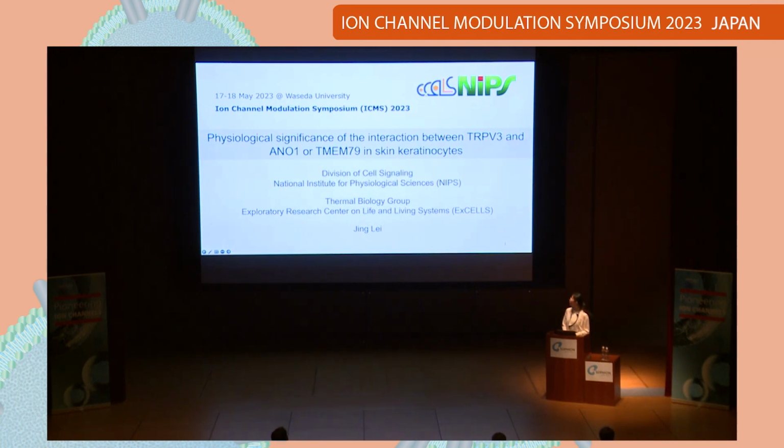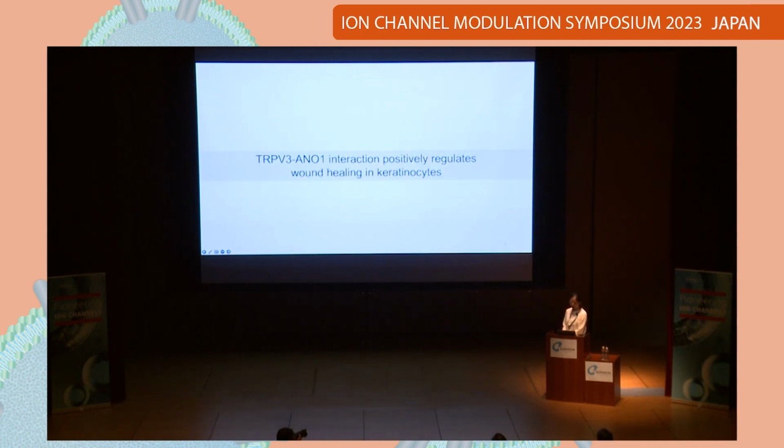Welcome to my talk titled Physiological Significance of the Interaction between TRPV3 and ANO1 or TMEM79 in skin keratinocytes. This is a two-part talk about the TRPV3 ion channel. In the first part, we've reviewed that interaction between TRPV3 and ANO1 could positively regulate wound healing in keratinocytes, which comprise over 90% of the skin cells in the epidermal layer. I'll go through the background quickly and explain what we've done in detail.